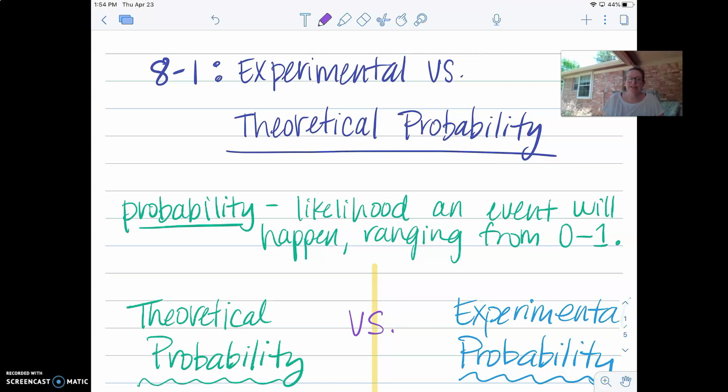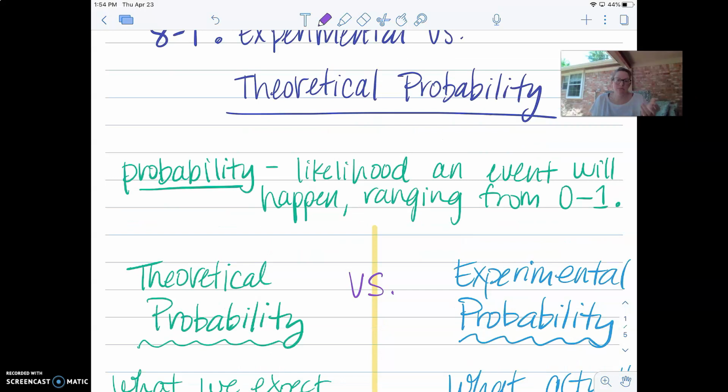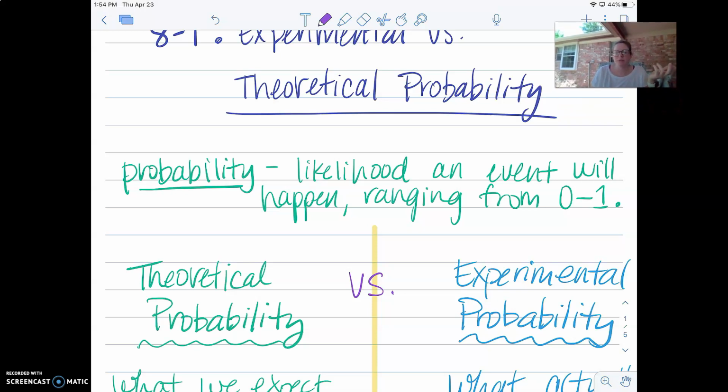So, today we are talking about experimental versus theoretical probability. Cool. First we should actually talk about the meaning of probability, which I hope you know. That is the likelihood something will happen. Right? Like, what are the chances you're going to understand this? Who knows?